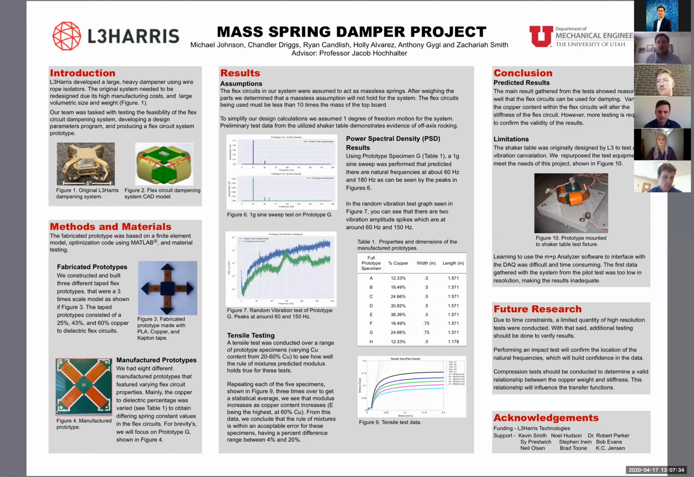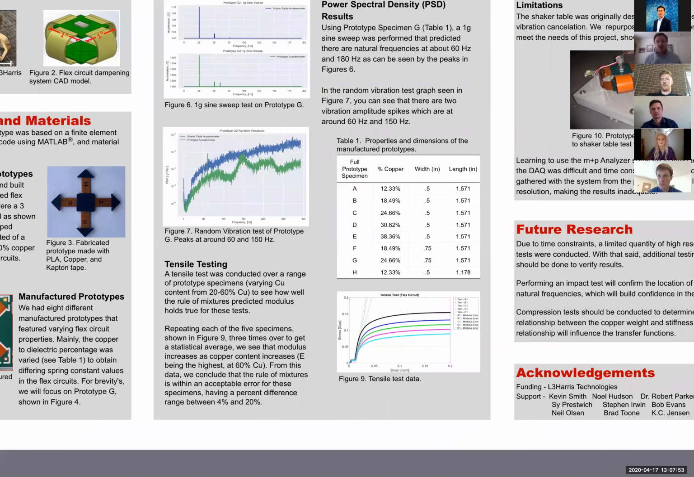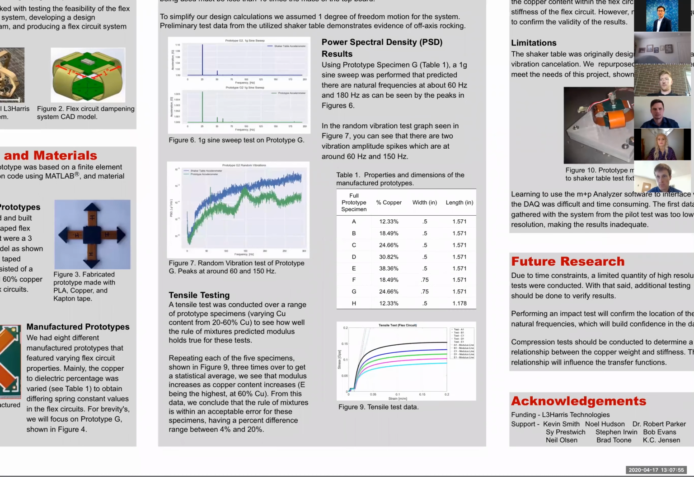We knew that we could change the width of our prototypes, we could change the length of the arms on the prototypes, or we could change mechanical properties such as Young's modulus. And so we wanted a way to validate that we were accurately changing and controlling the Young's modulus within our prototypes. So like Holly said, we got these dog bone specimens, we drew them up in AutoCAD and then sent them over and had them manufactured.